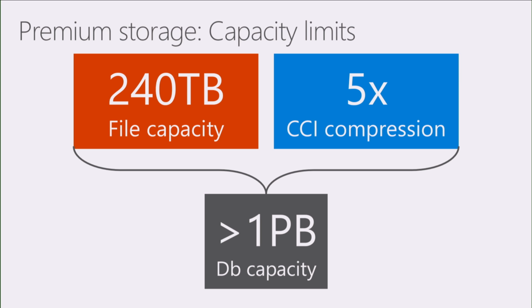So with SQL Data Warehouse, we have 60 distributions. So we divide up your entire data into 60 distributions. So we support up to 240 terabytes of file capacity. Assuming you have CCI for your tables, we normally see about 5 to 10x compression rates. So we can actually effectively store up to 1 petabyte's worth of raw user data on disk.